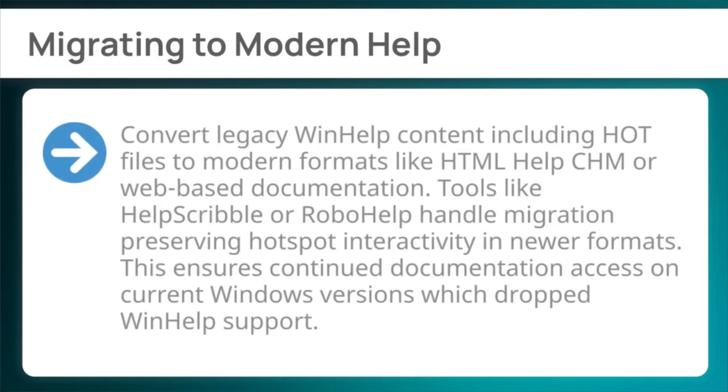Finally, migrating to modern help. Convert legacy WinHelp content, including HOT files, to modern formats like HTML, Help CHM, or web-based documentation. Tools like Help Scribble or RoboHelp handle migration, preserving hotspot interactivity in newer formats. This ensures continued documentation access on current Windows versions, which dropped WinHelp support.